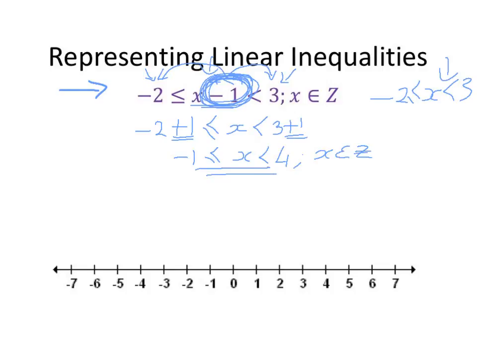I can draw it. So if we're going with integers, we're going to use dots. And so our dots will look like this. Let's just get a bigger pen. Our dots, x is greater than or equal to negative 1. So it can be negative 1, can be 0, can be 1, can be 2, can be 3. But it can't be 4 because x is less than 4.